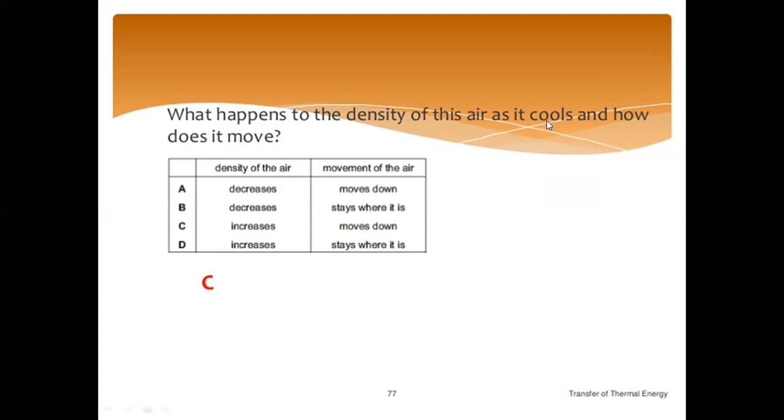So cold air has high density, so the density of it increases. So it is either C or D. And as the density is more, the cold current will move down. So the answer will be C.